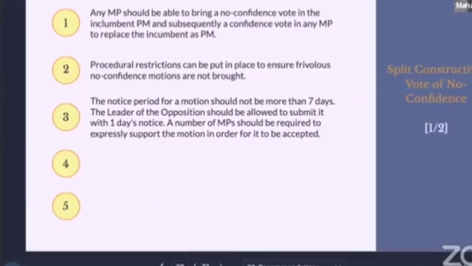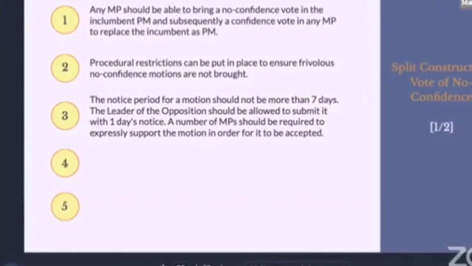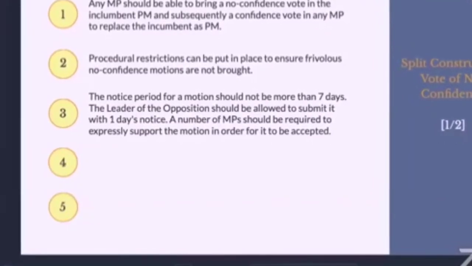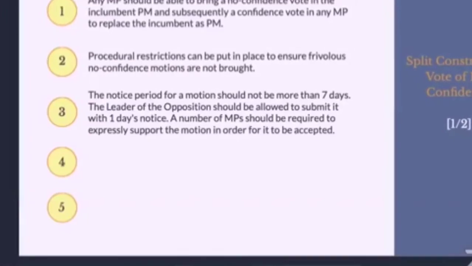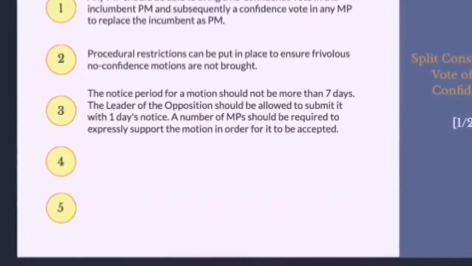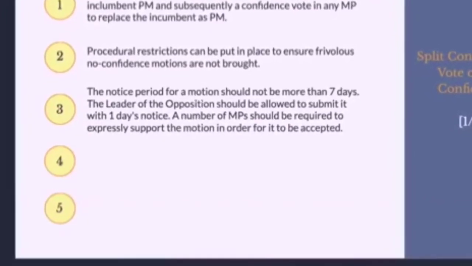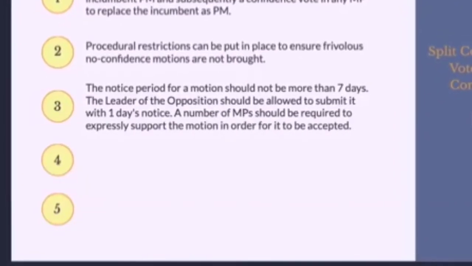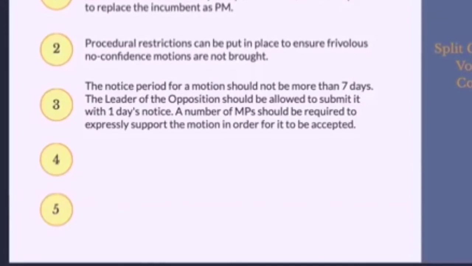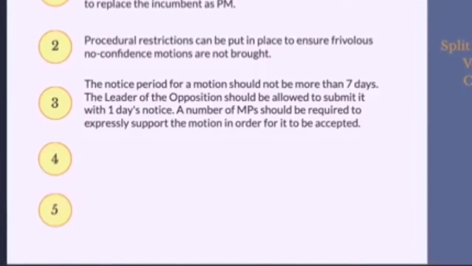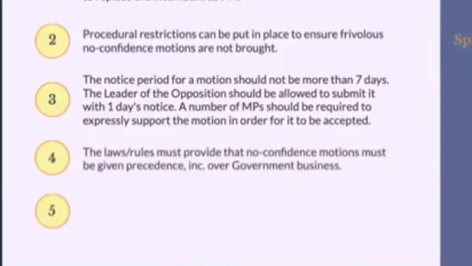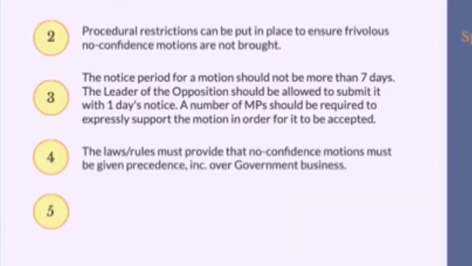So in terms of the process, the notice period for motion should not be more than 7 days. And of course, the leader of the opposition should have the privilege of being able to put forward a motion of no confidence with 1 day's notice. Now, to control the bringing of frivolous motions, a threshold number of MPs can be required to express support for the motion in order for it to be accepted. I have suggested 26, which is the current quorum of the Dewan Rakyat.